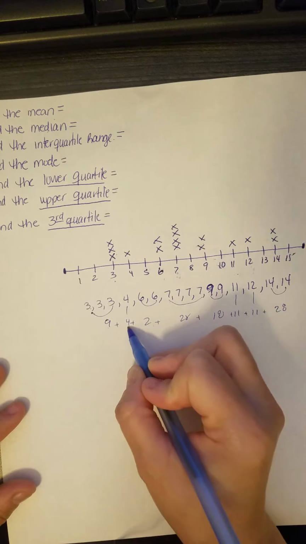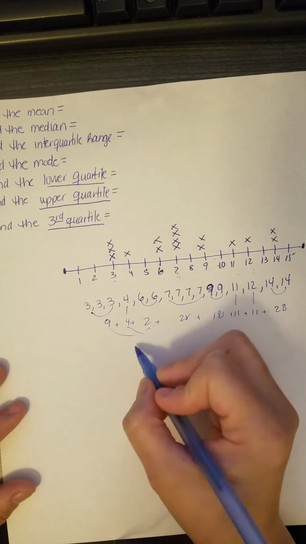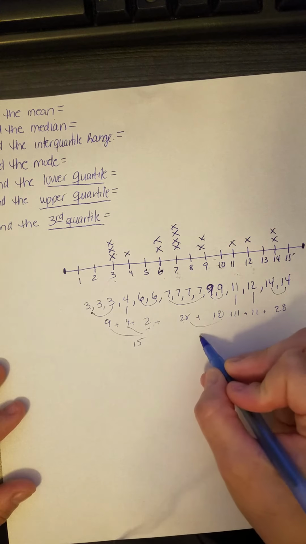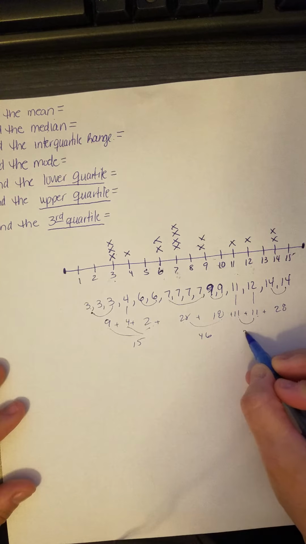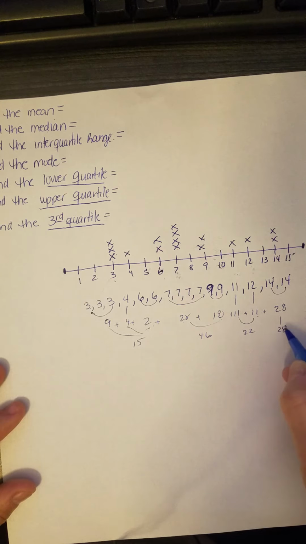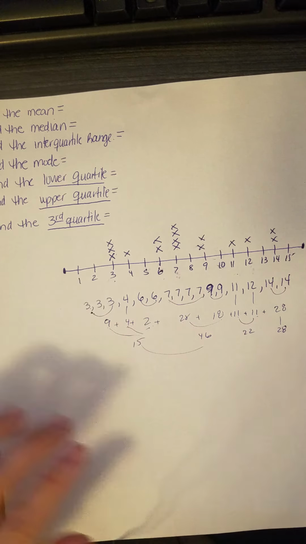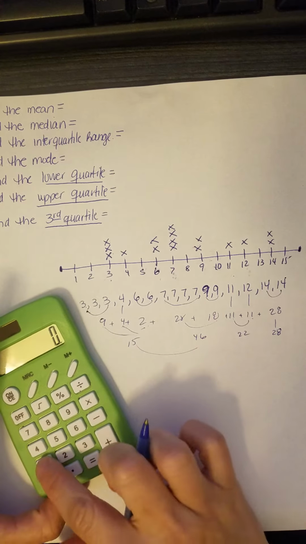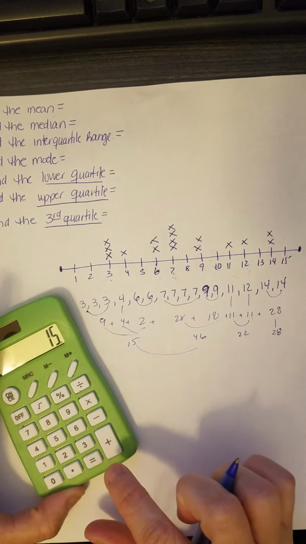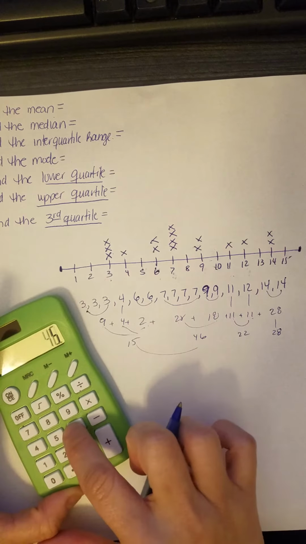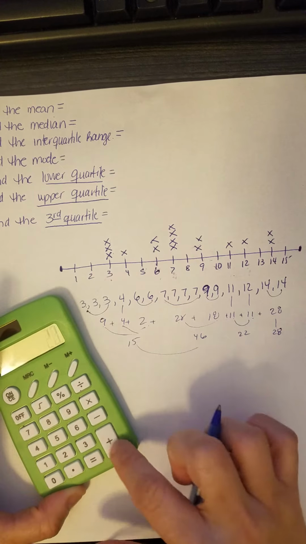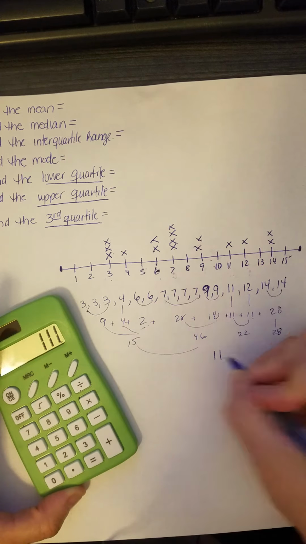4 and 2 is 6. And 9 is 15. 28 and 18, that's 46. 11 and 11, that's 22. And then 28. And now I can add them like this. I mean, basically, I'm just adding them all, but that's my strategy. I guess when I get bigger numbers, then I'll just use my calculator. 15 plus 46 plus 22 plus 28. So my total is 111.